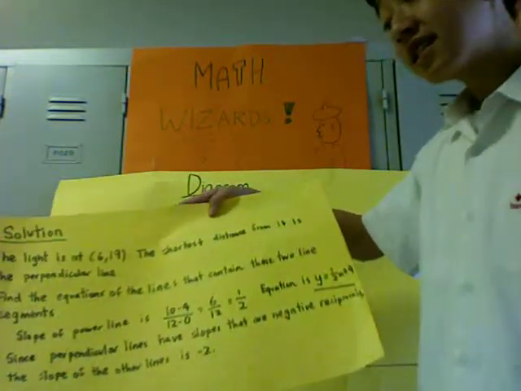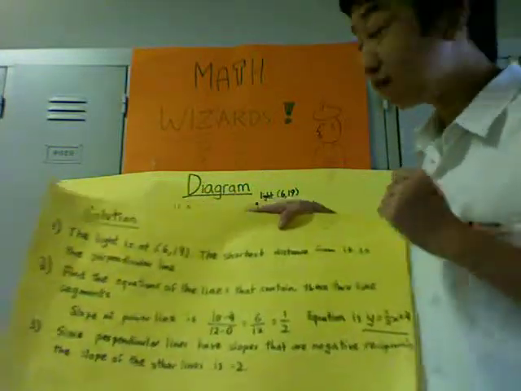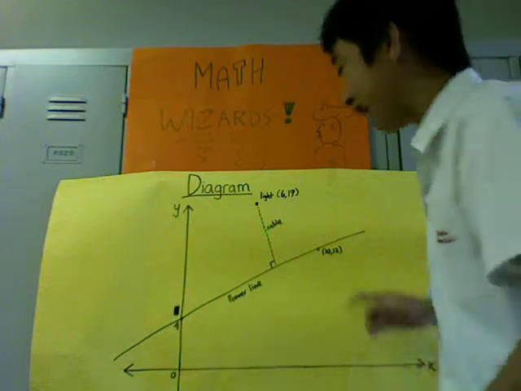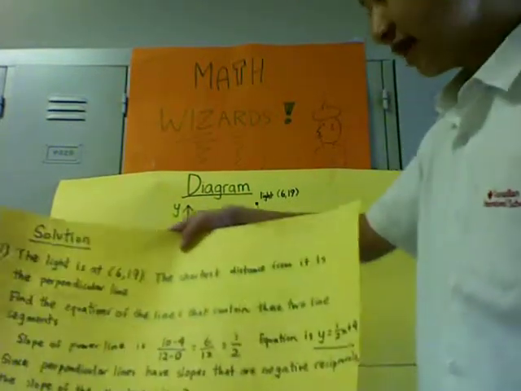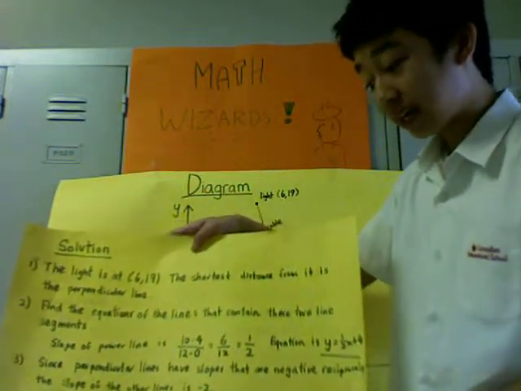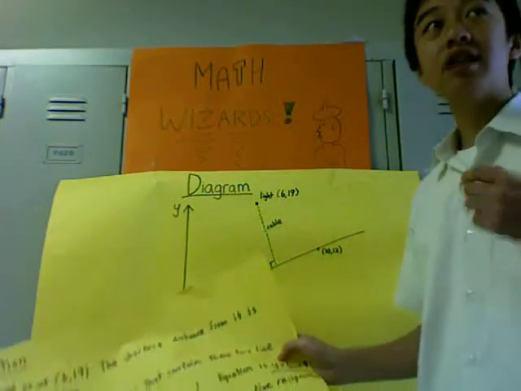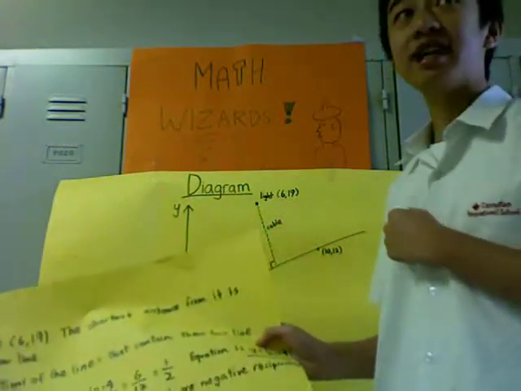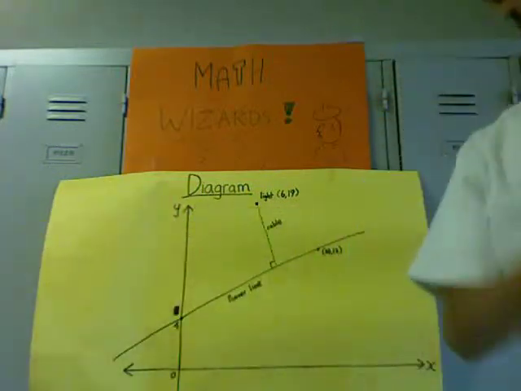Number 3, perpendicular lines have slopes that are negative reciprocals. That's an important fact. When you have a line perpendicular to another, it means you have a slope that is a negative reciprocal. Therefore, the slope of the other line is negative 2. 1 over 2 becomes negative 2 over 1 as a negative reciprocal. Let's move on, shall we?